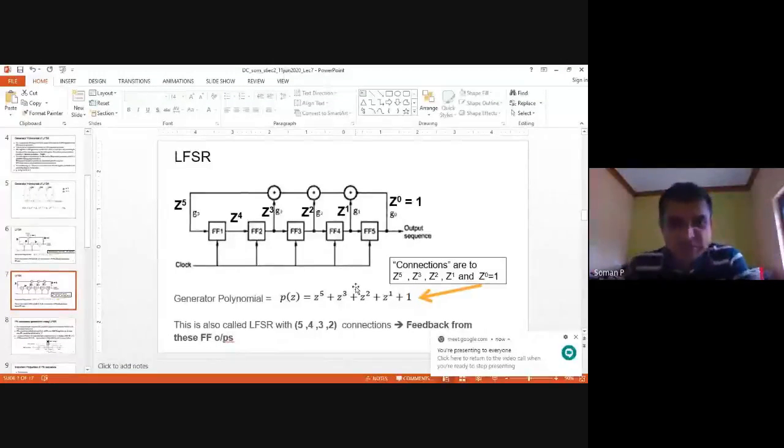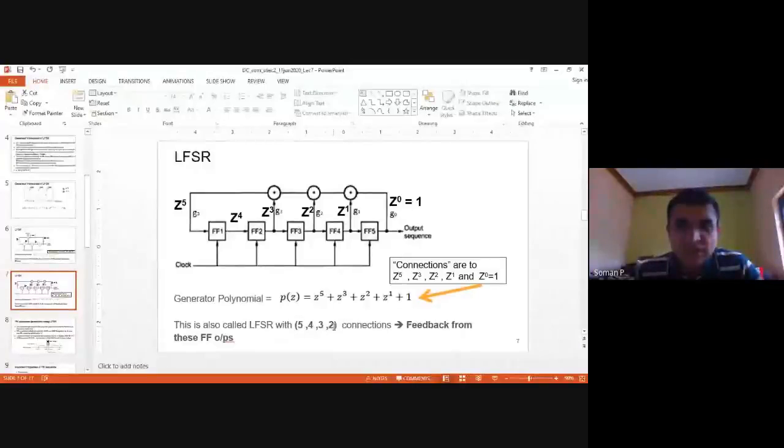If you have any question, you can ask. Okay, so 5432 is an LFSR with feedback from the fifth flop, fifth flop, fourth flop, third, and second. So the feedback is from 5, 4, 3, 2. That's why it is called 5432.